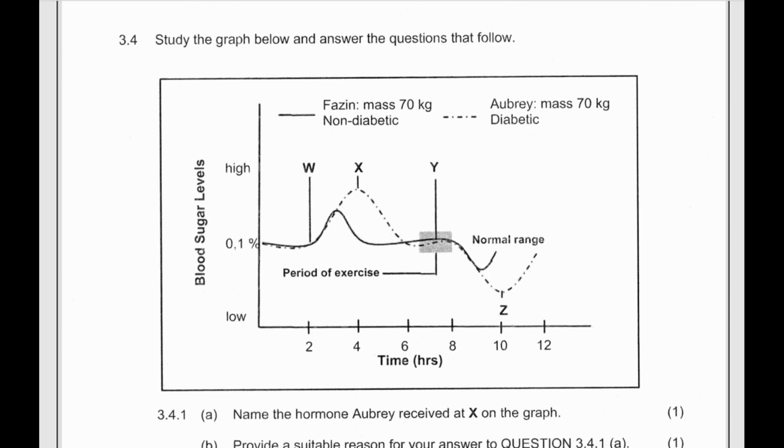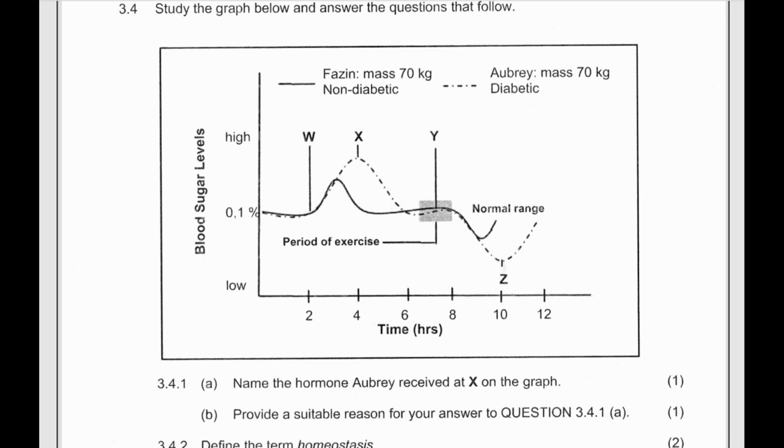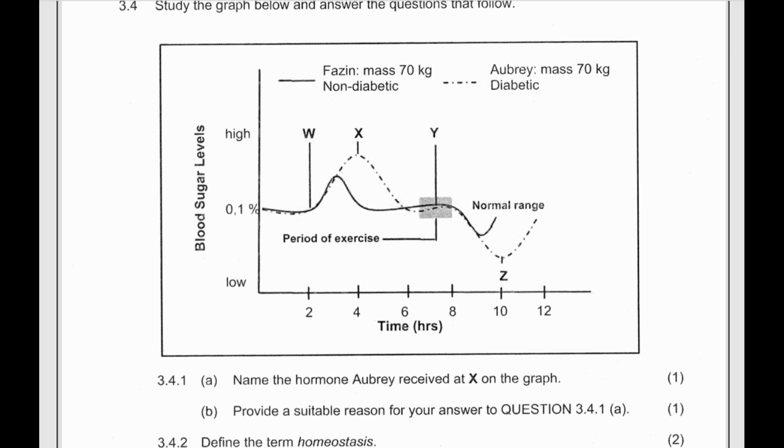Yes, and now we go to the next question. The next question says: identify, name the hormone Aubrey received at X on the graph. Now they say that Aubrey has diabetes. Yes, this one is diabetic, and this one is normal.